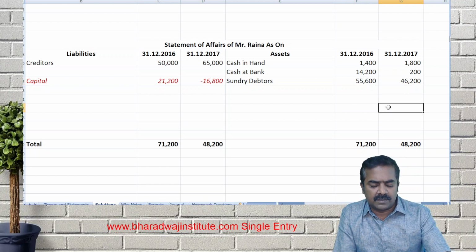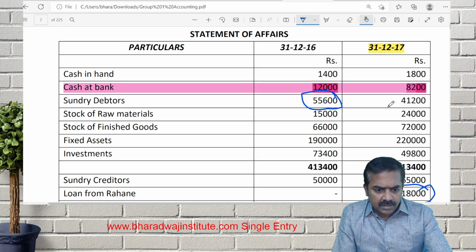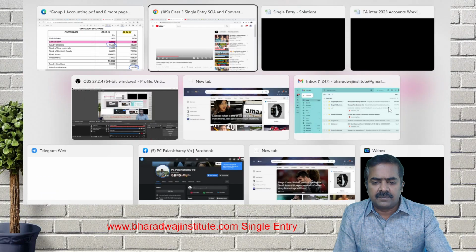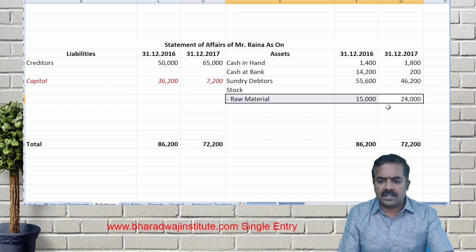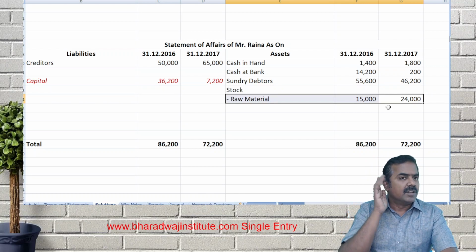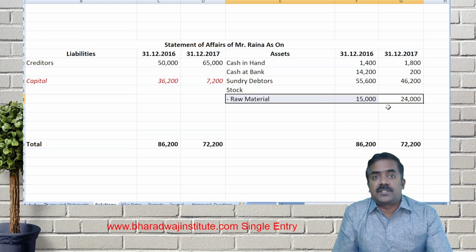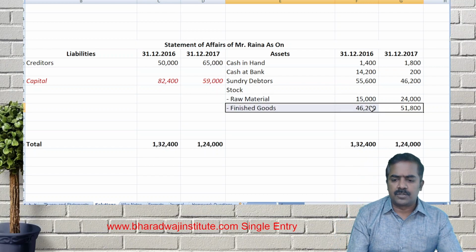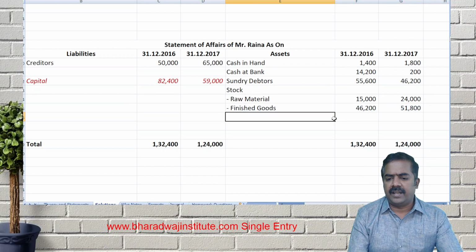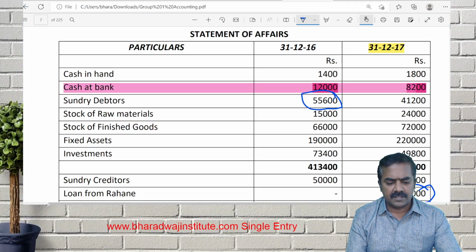55,646,200. Then, what is the next one? Stock of raw material. Any adjustment we have done? No, we have not done any adjustment in stock of raw material. Opening stock and closing stock will be the same. But finished goods, now we have done revised working. What is the finished goods value? 46,200 and 51,800. Then which one next?